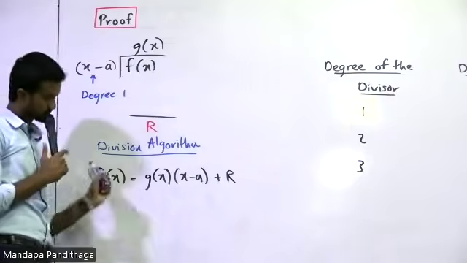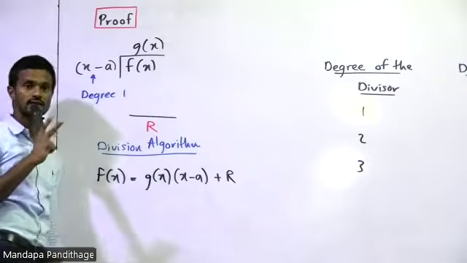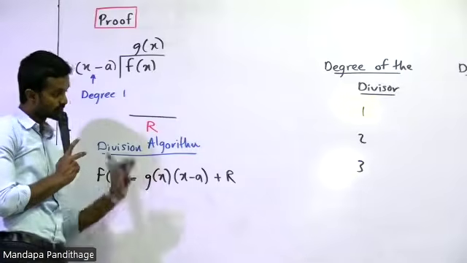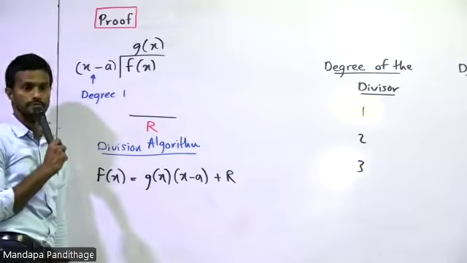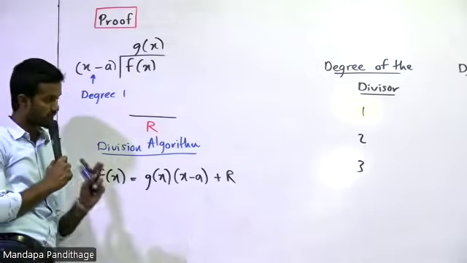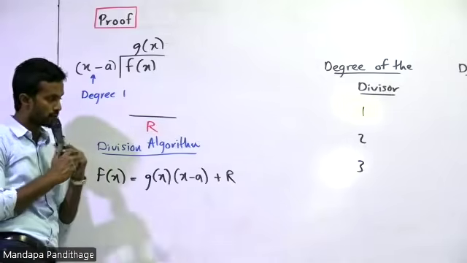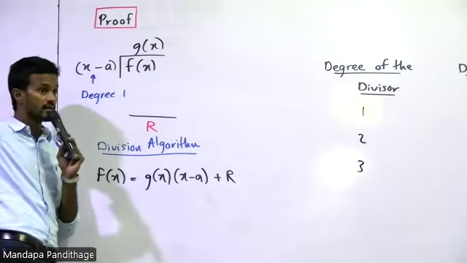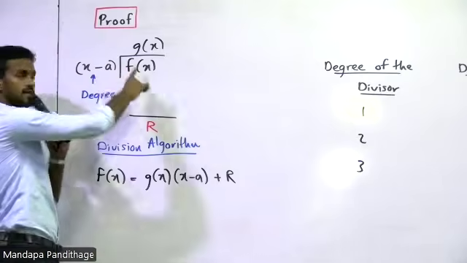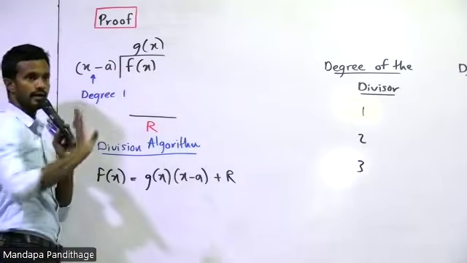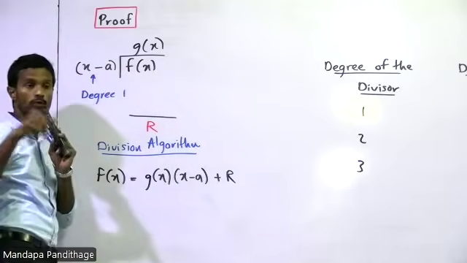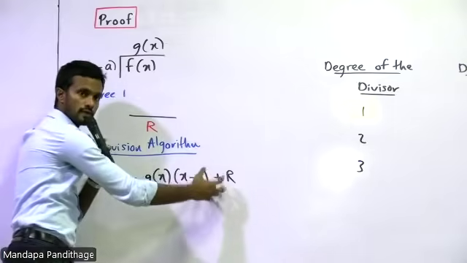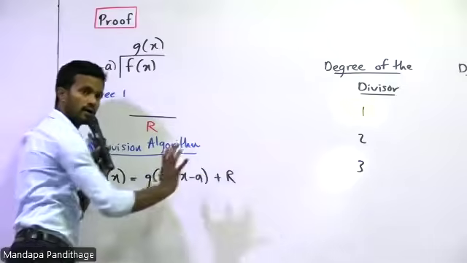In this equation, there are two letters that I have inserted into this problem. What are the two letters? One is g and the other one is r, because f(x) and x minus a are data. So there are two letters that I have brought into the question, g and r. But I want r.